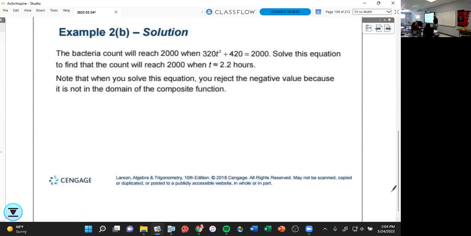Here's your answer. Note when you solve the equation, you reject the negative because the original problem said t had to be between 0 and 3, right? So that told us the domain was between 0 and 3 hours. Is negative 2.2 between 0 and 3? So it's rejected. It's not part of the domain of the problem.